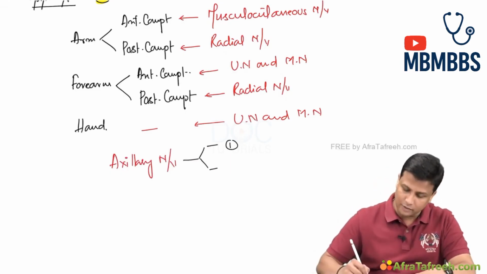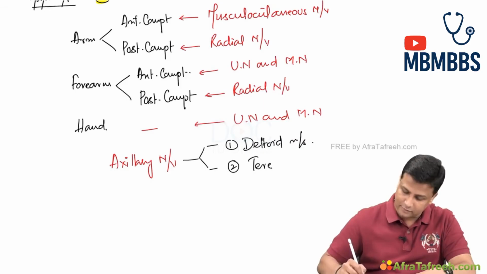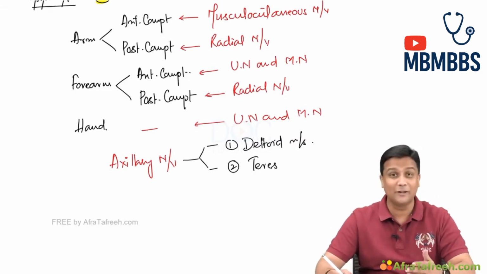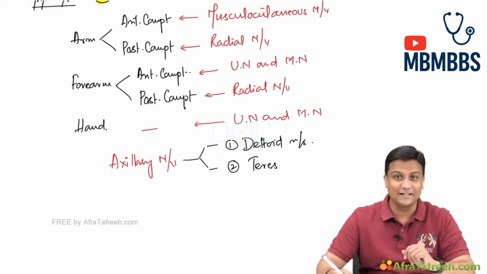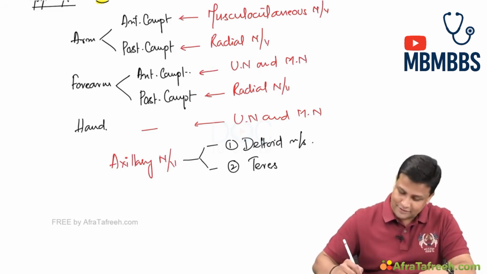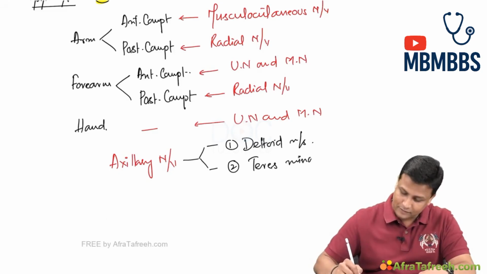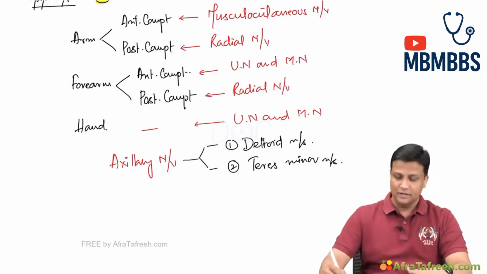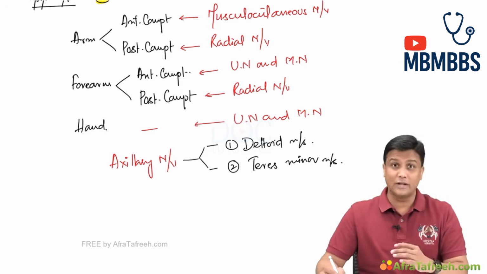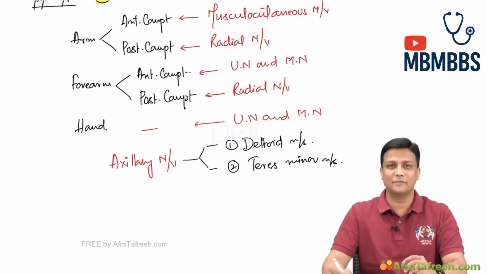Number 1 will be your deltoid muscle, and number 2 will be the teres muscle. But the important thing is whether it is teres minor or major. I want you all to concentrate there. Most of the students make a mistake there. So remember, it is teres minor. It is teres minor muscle. So axillary nerve will be supplying 2 muscles. One is your deltoid muscle, another one will be the teres minor muscle, guys.